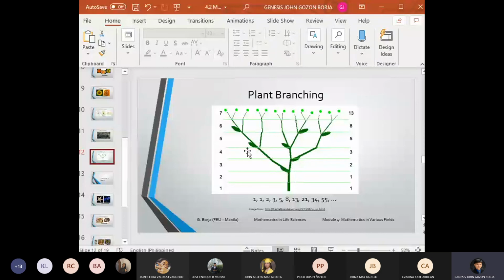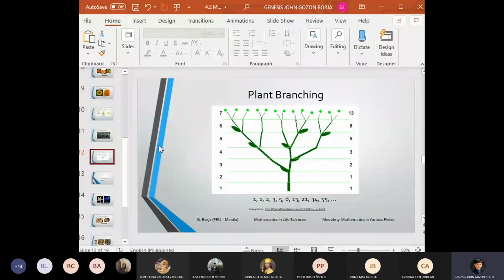1, 2. And then for this branch, we have 1, 2, 3 branches. And then for this part, we have 1, 2, 3, 4, 5 branches. And then for this part, we have 1, 2, 3, 4, 5, 6, 7, 8. And finally, for the topmost part, we have 13 flowers and 13 branches with flowers. And in fact, that's the sequence, di ba? That's the Fibonacci sequence. 1, 1, 2, 3, 5, 8, 13, and so on and so forth. So in fact, the branching of our plants follow the Fibonacci sequence also.